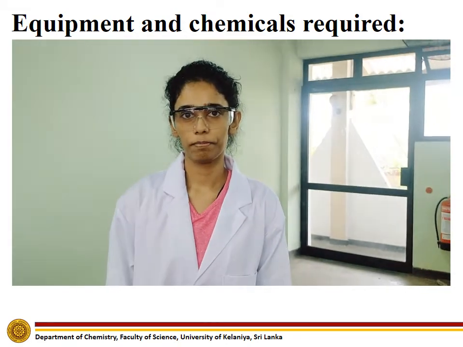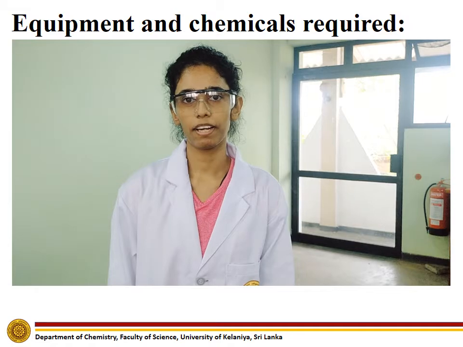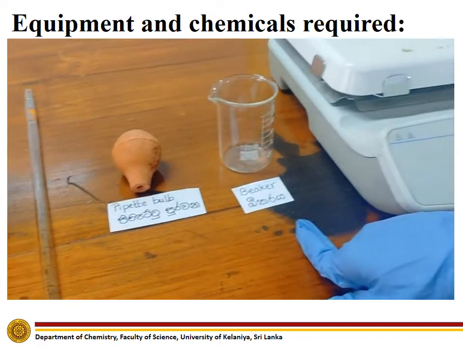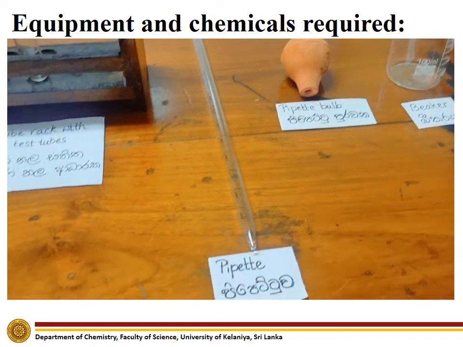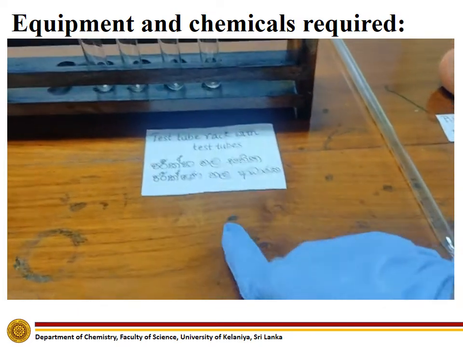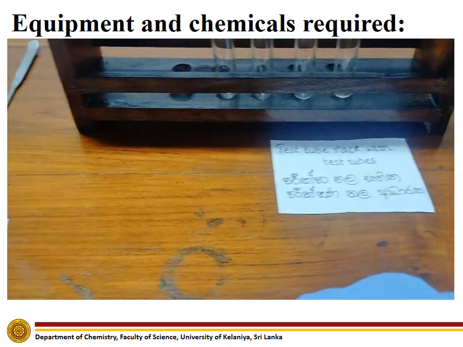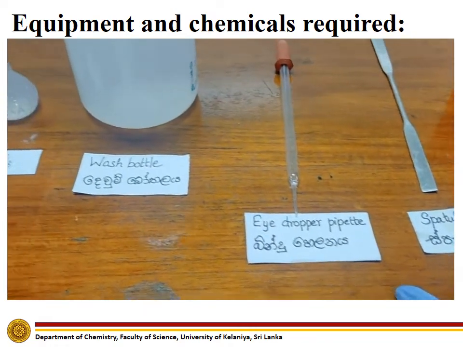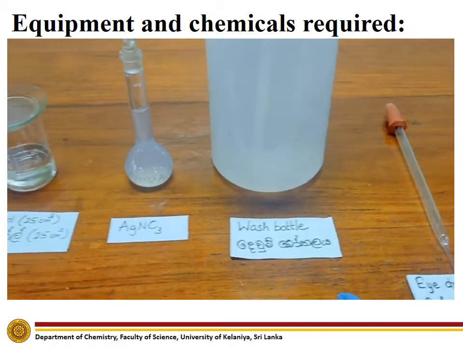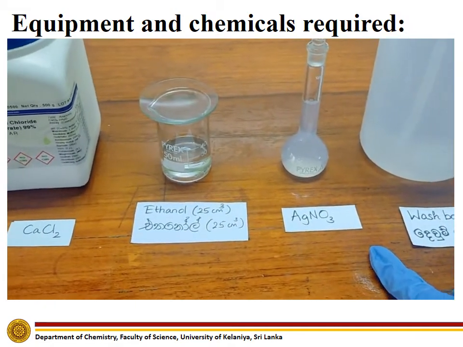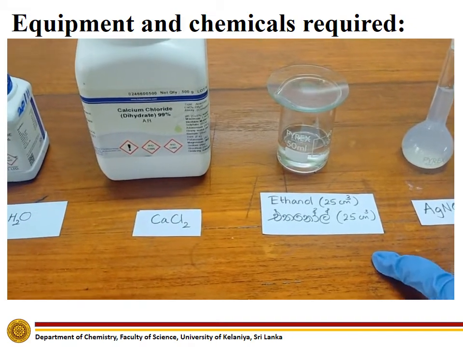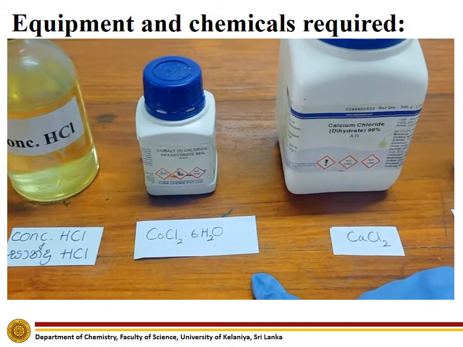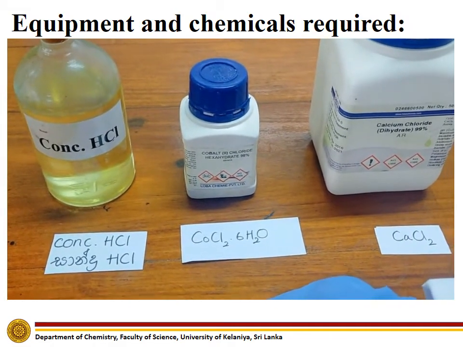The chemicals and equipment that are required to carry out this experiment are heater or the hot plate, beaker, pipette bulb, pipette, test tube rack with test tubes, spatula, eyedropper pipette or the dropper, wash bottle with distilled water, silver nitrate solution, ethanol, calcium chloride, cobalt-2 chloride hexahydrate, and concentrated hydrochloric acid.